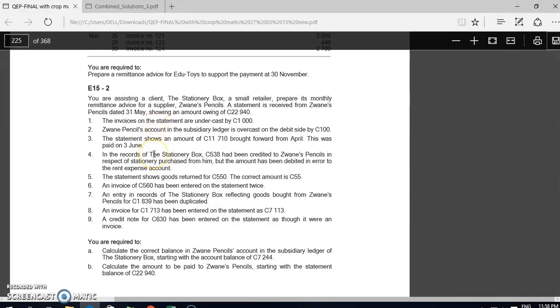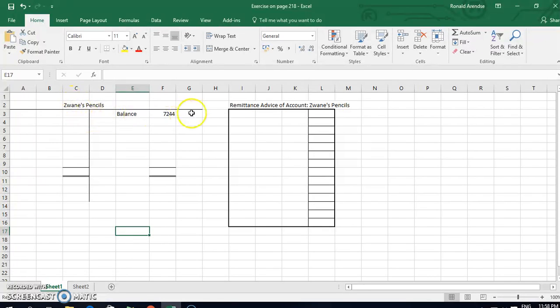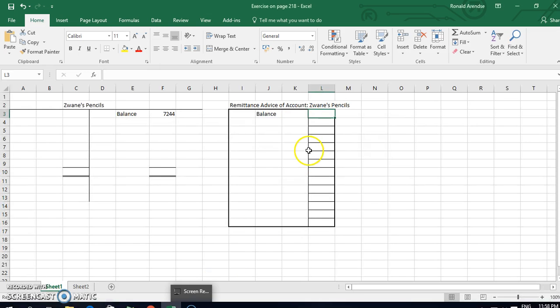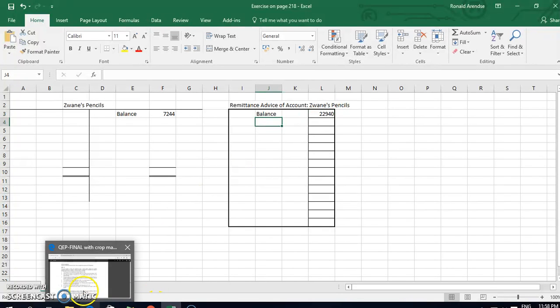So we're going to go through the list of transactions and identify whether the transactions should be in the books of the business, should be corrected in the account, or should be taken to the remittance advice. So we start with the opening balance in Zwanes Pencils' account. The balance is 7,244. And then we can also open the balance in the remittance advice, and that was an amount of 22,940. So we put that in. Right, now we go through the list of transactions.